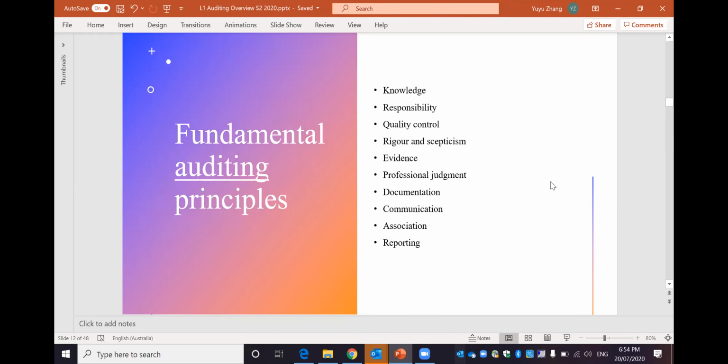Also, from the auditing's point of view, there are also fundamental auditing principles. So for auditors, the auditing is based on sufficient knowledge in the subject area. And auditors are responsible for the assurance, audit, and management are responsible for preparing the report. And auditing service should be secured, should be supported by enough quality control.